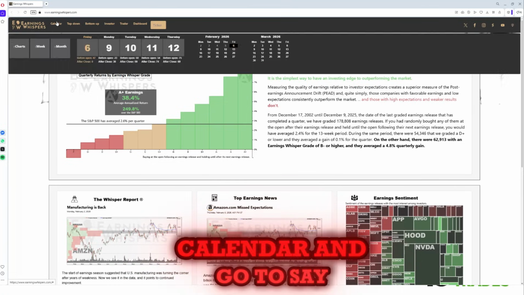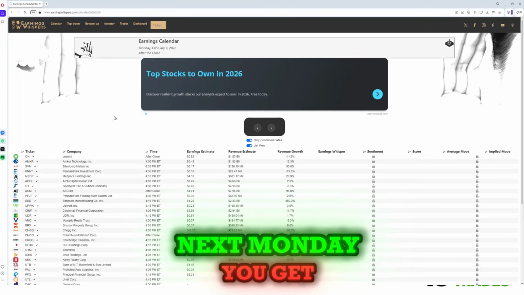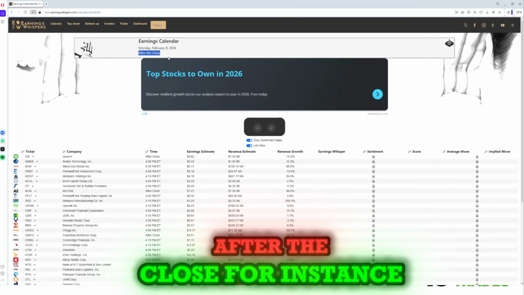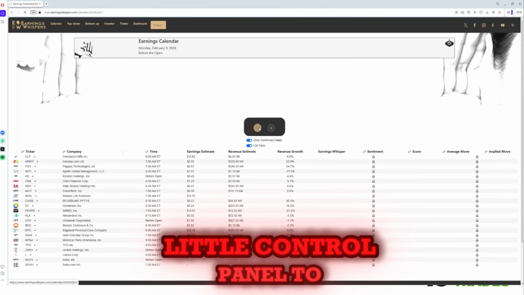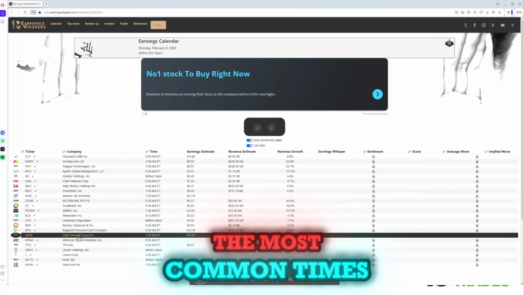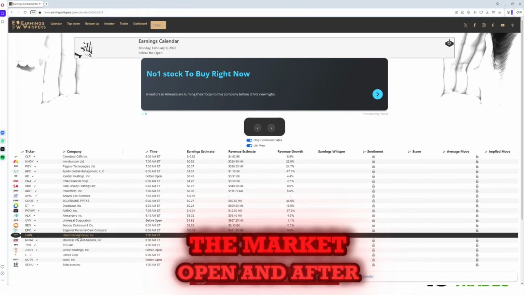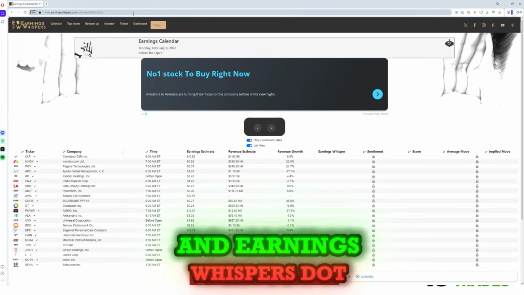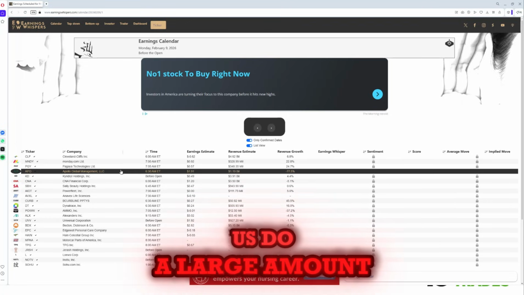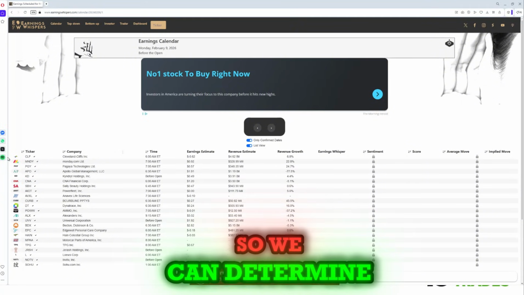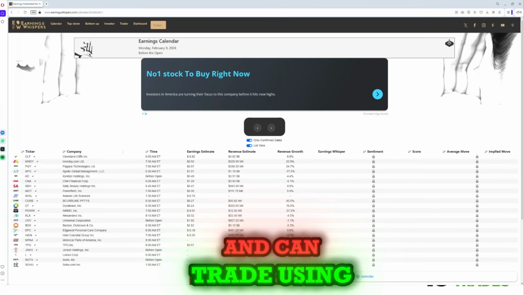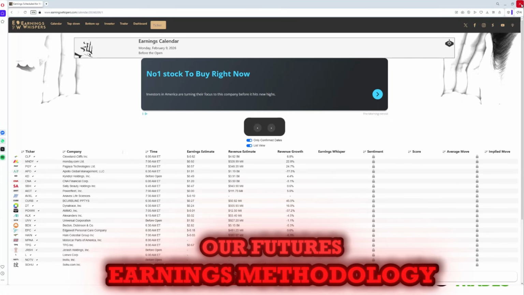If you click the calendar and go to say next Monday, you get a really nice list of all the earnings after the close, for instance. You can use this little control panel to look at what's coming out before the market open. Those are two of the most common times earnings are released: before the market open and after the close. And earningswhispers.com is a fantastic free tool that lets us do a large amount of research so we can determine which company's earnings we want to trade and can trade using our futures earnings methodology.